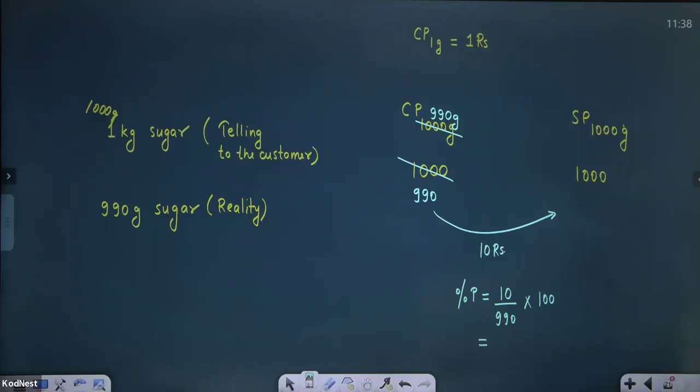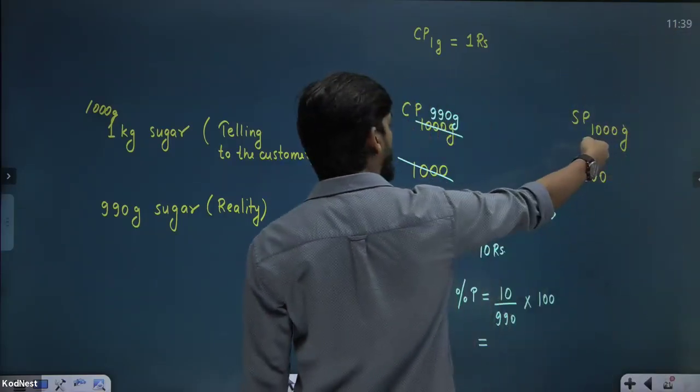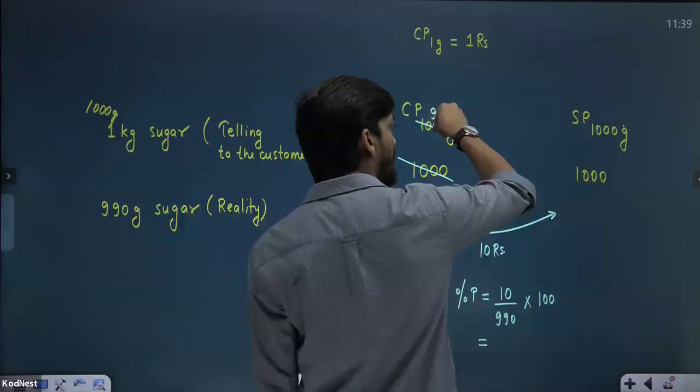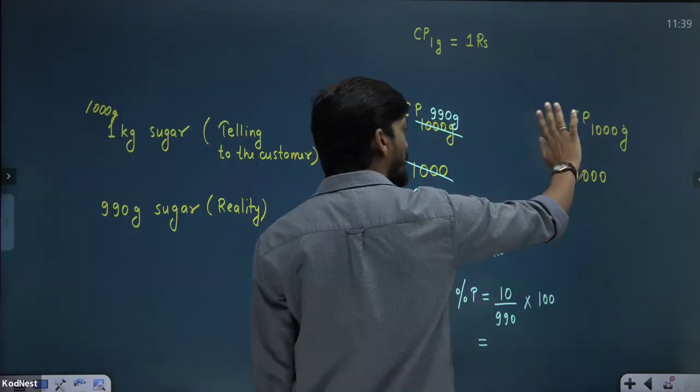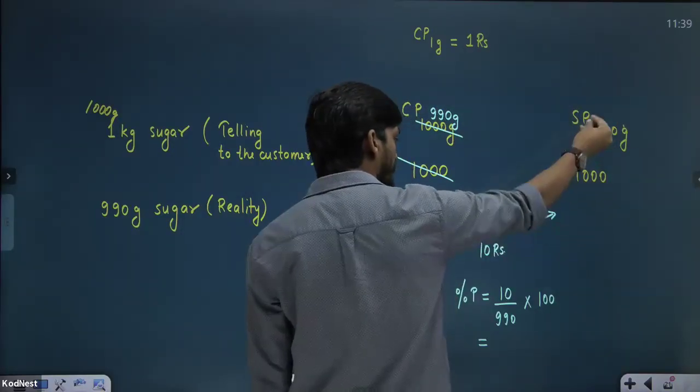Okay, these are simple questions once you understand how to do it. First, take no cheating, then take the cheating. When you take the cheating, only cost price will change, because the customer is thinking he is getting 1 kg. Customer is thinking I'm taking 1 kg. But the shopkeeper knows that he is not getting 1 kg. So don't change this. Okay, he will pay 1,000.